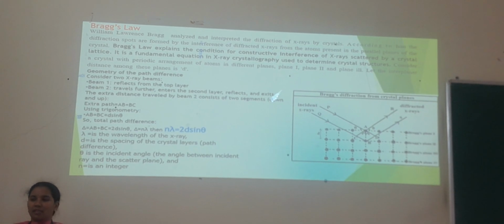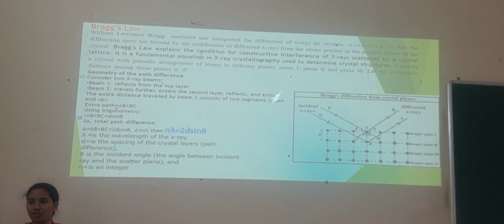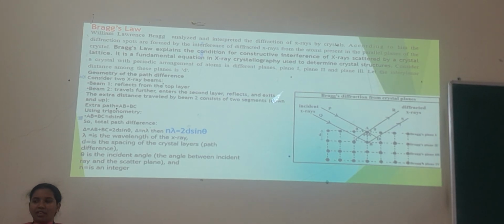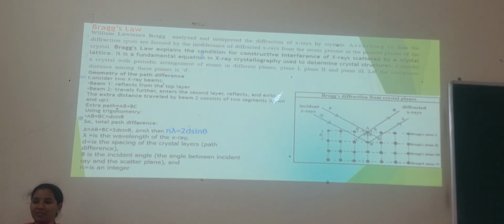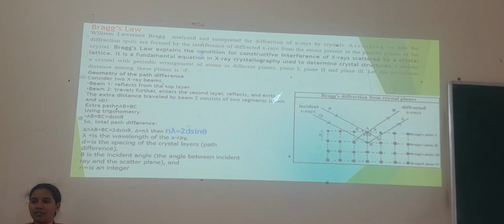Bragg's law explains the condition for the constructive interference of X-rays scattered by a crystal lattice. It is a fundamental and very important equation in X-ray crystallography, especially to determine the structures of various crystals. It shows n lambda is equal to 2d sin theta. As you can see here, we have considered a periodic arrangement of atoms in different planes, that is plane 1, plane 2 and plane 3.